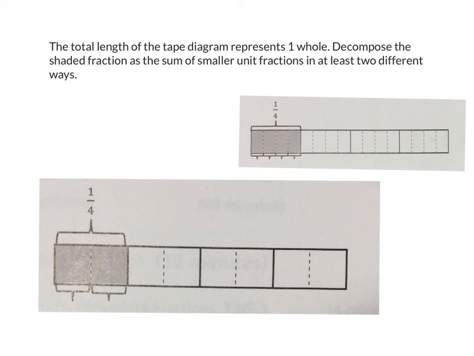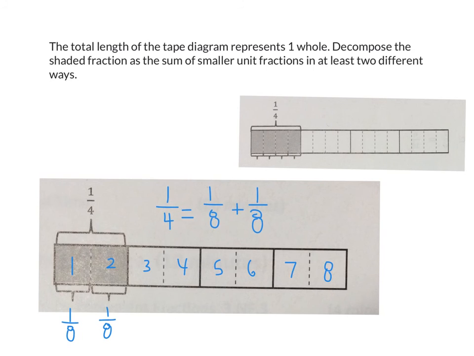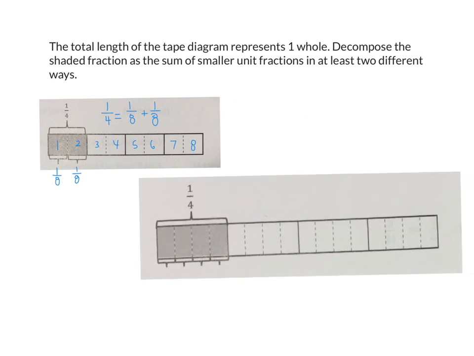I can see that there are 8 sections, 1, 2, 3, 4, 5, 6, 7, 8, which means that the unit must be 1/8, right? So this part here is 1/8, and this part here is 1/8. So what that means is 1/4 is equal to 1/8 plus 1/8. That's one way to decompose 1/4. But there's another way, well, there's many other ways, but we're going to do at least one other way.